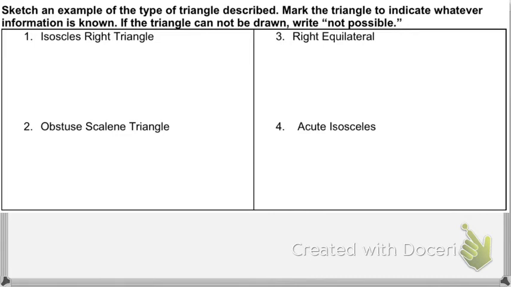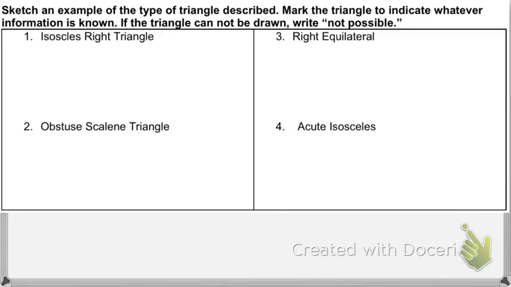On number 2, I want a triangle that's both obtuse and scalene. 3, a right equilateral triangle. On 4, an acute isosceles triangle. One of these 4 is not possible. For that one of the 4, I want you to write down not possible. I want you guys to go ahead and work on these 4 right now.